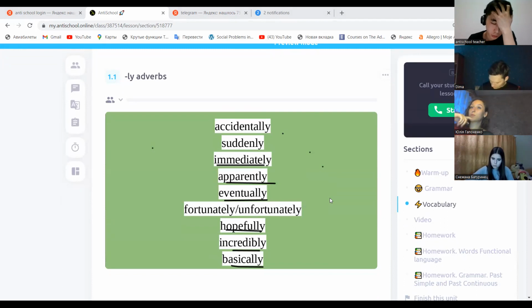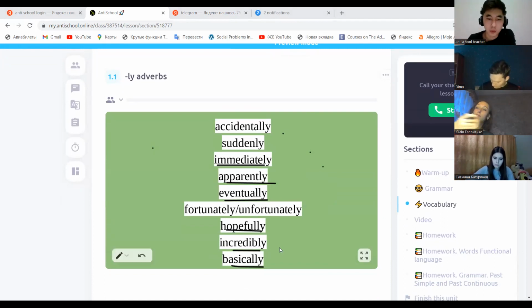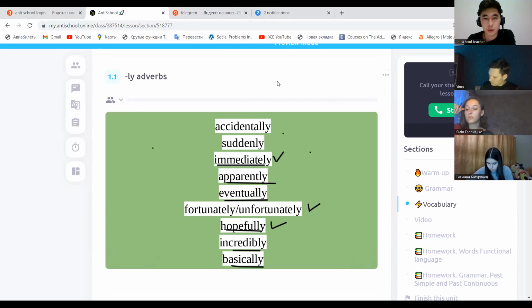Okay, nice short story. You used "realized that immediately you need to learn English", "unfortunately", and "hopefully". Okay, nice story about how you started learning English.